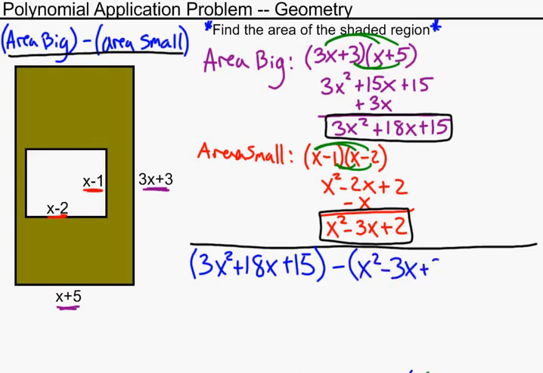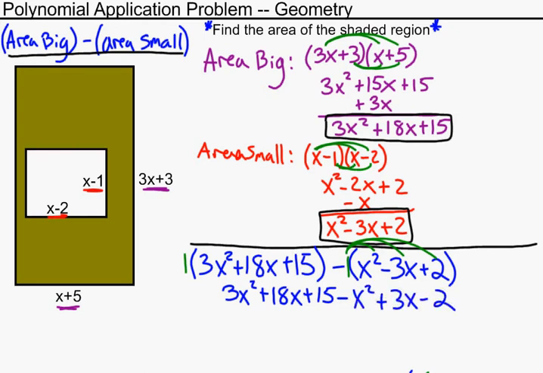What this turned into is a simple polynomial subtraction problem, where I have to distribute the negative 1 that's out front here, and then I can combine like terms. So it's got to go to all three pieces. If I was trying to think, wait, what am I distributing here? It's just a positive 1, so that makes life easy. I don't have to worry about that. So I keep the 3x squared plus 18x plus 15 the same. This becomes minus x squared plus 3x minus 2.